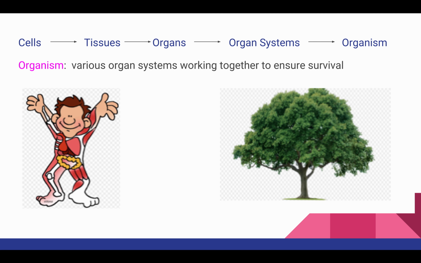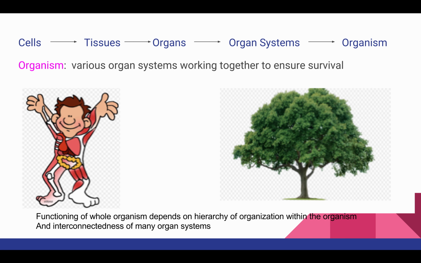And so finally, when we organize all those organ systems together and they're working together and they're interconnected, that ensures the survival of the whole organism. So the hierarchy goes from cells to tissues to organ systems to finally the organism. And what's important to understand is that the functioning of that whole organism depends on the hierarchy of organization within that body. And those organ systems are very interconnected. They don't act alone. They really work in partnership with the other systems to ensure that the whole organism is getting the nutrients it requires to function.